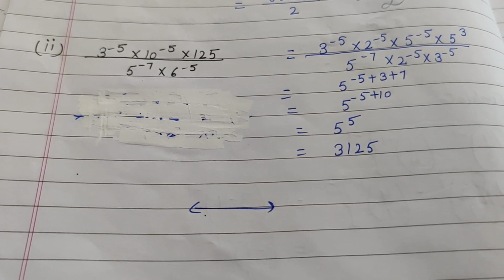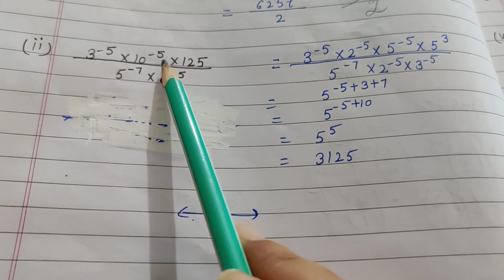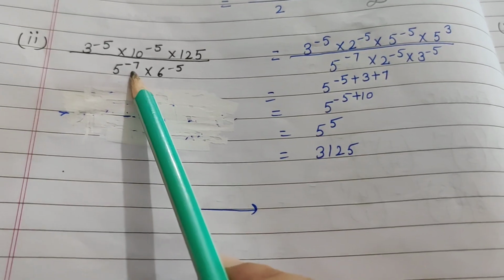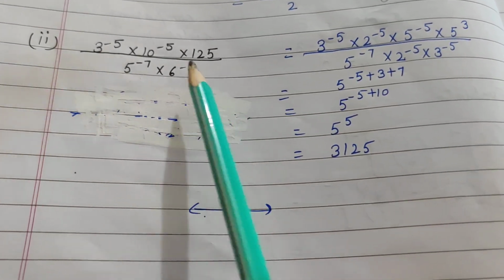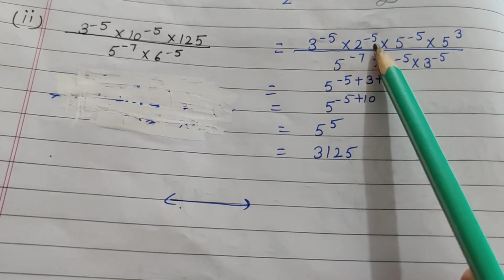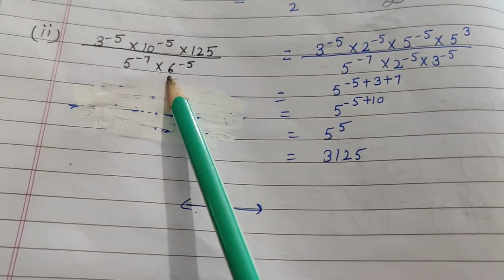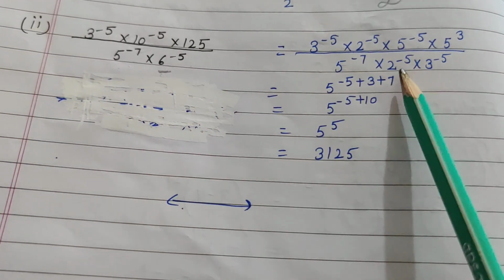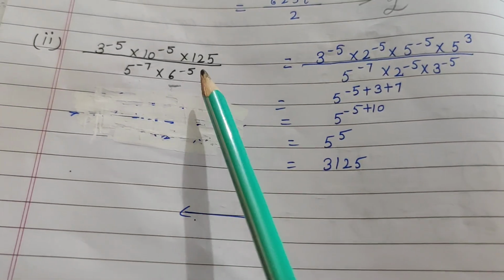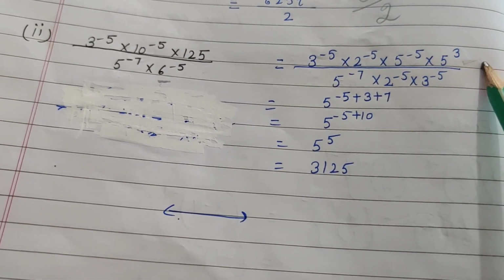Last part, second: 3 raised to power minus 5 into 10 raised to power minus 5 into 125 upon 5 raised to power minus 7 into 6 raised to power minus 5. Firstly solve it. 10 you can write as 2 into 5, so it will be 2 raised to power minus 5 multiply 5 raised to power minus 5. Similarly 6 is again a composite number. You can write it as 2 raised to power minus 5 multiply 3 raised to power minus 5, and 125 means 5 into 5 into 5, that is 5 raised to power 3.